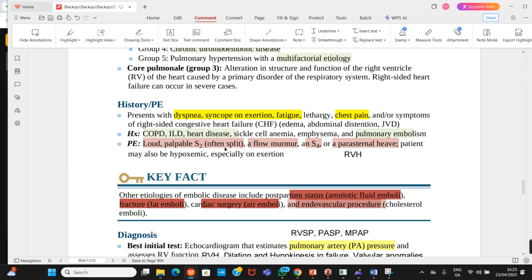Wide split. It's going to be a wide split because it's going to take a longer time for the right ventricle to empty into the pulmonary vessel, because of that pulmonary hypertension. So the right ventricle is going to be struggling for a long time, so it will take a long time for the valve to close. So there's going to be a wide split.